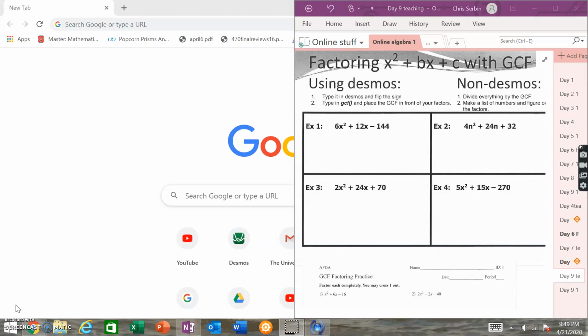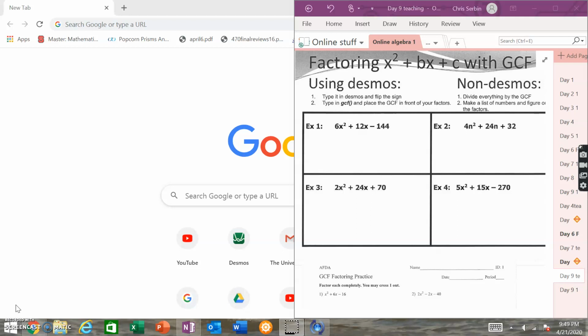It is Mr. Serban, and we are going to talk today about factoring a little bit more. We're going to talk about it specifically with a greatest common factor. Now, a common factor is a number that can be pulled out of each individual number in the problem, and a greatest common factor is the biggest one of those.